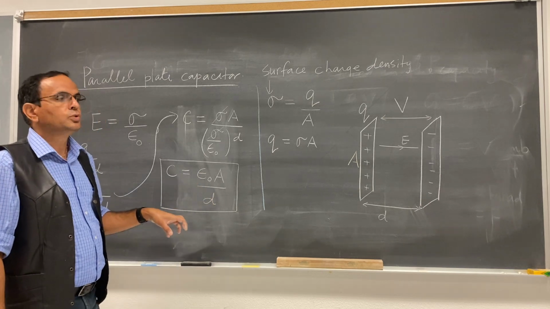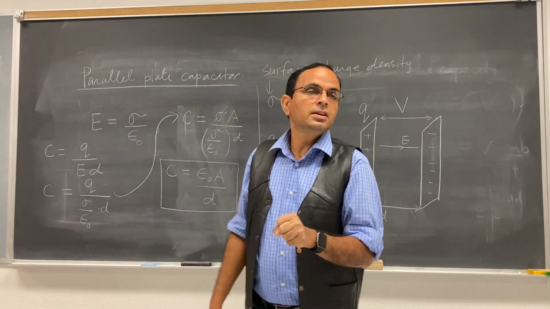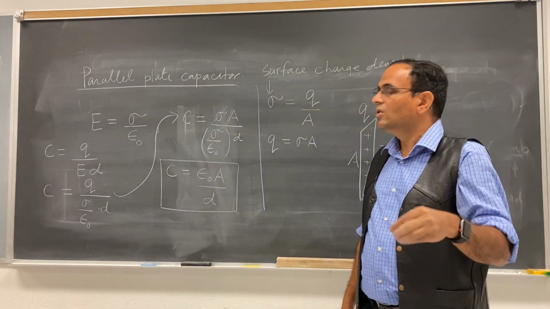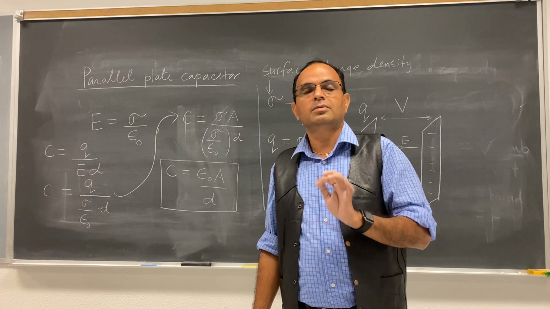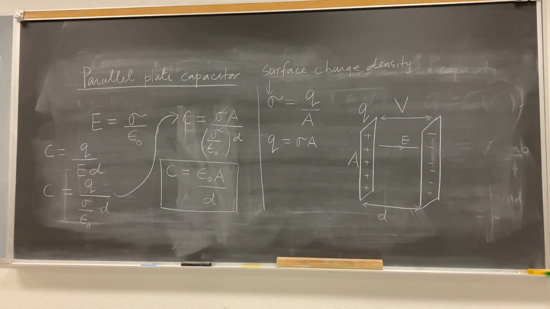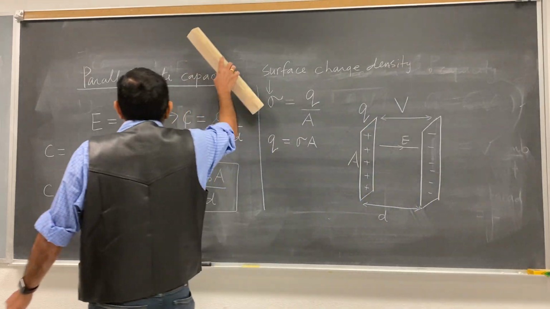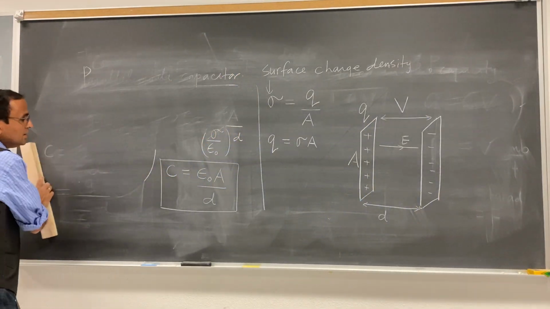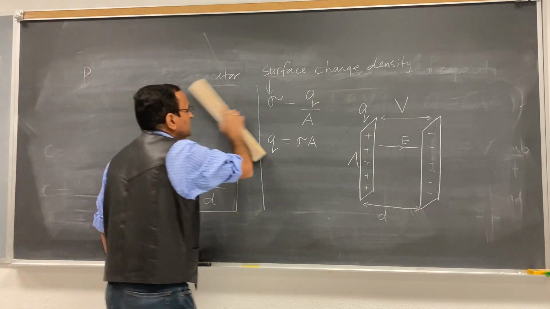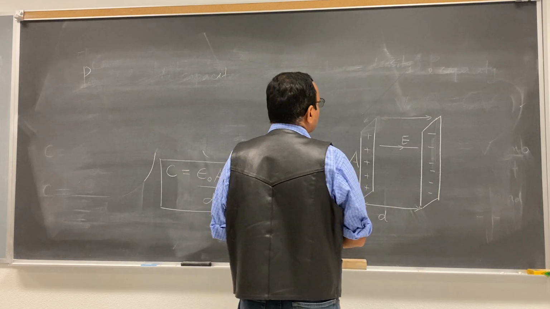You know epsilon 0 is the permittivity of the free space, or you can call it air also. We consider air and free space kind of similar. They are not exactly the same, but we consider that. So the capacitance of the parallel plate capacitor is epsilon 0 A divided by D. If there is air in between the plates, you can use this formula.